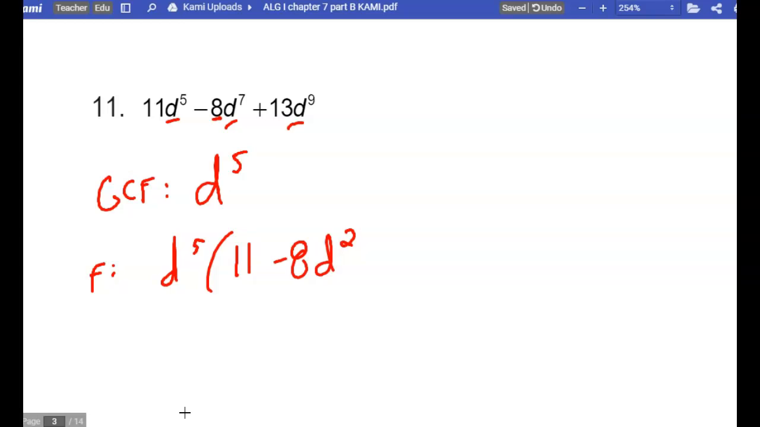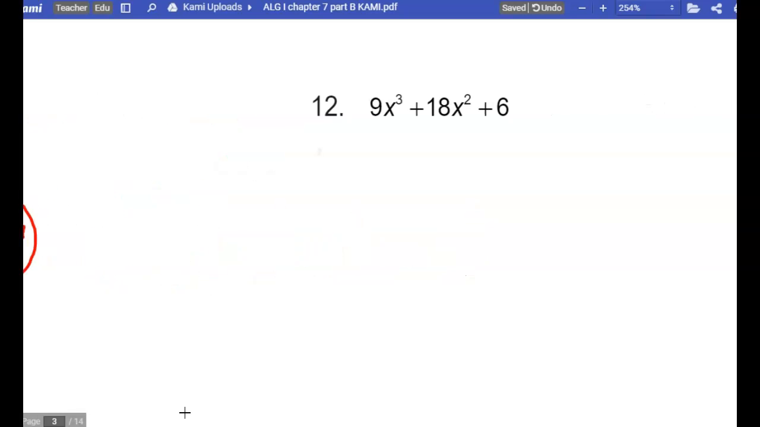And then 13, we're going to add 13d to the 4th. So again, if you wanted to check it, 11d squared minus 8d to the 7th, we're just multiplying this back in, double checking, and then looking up, everything checks. Okay, last one we're going to do. This one's a little trickier.